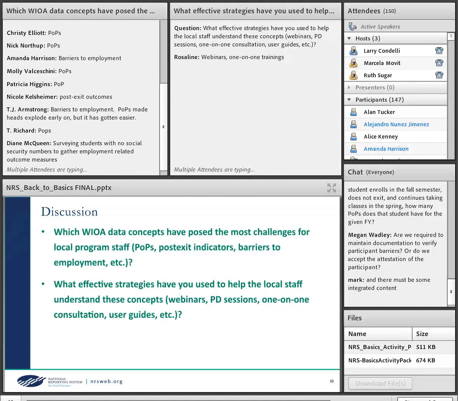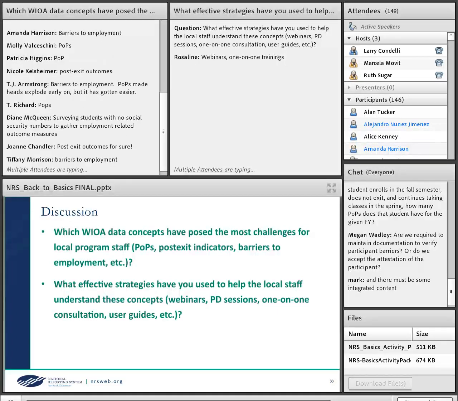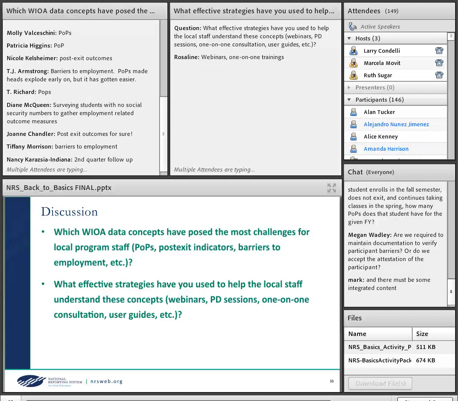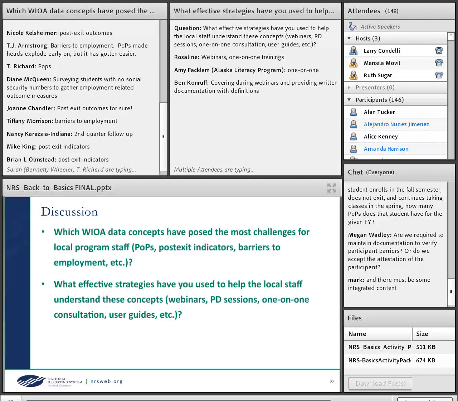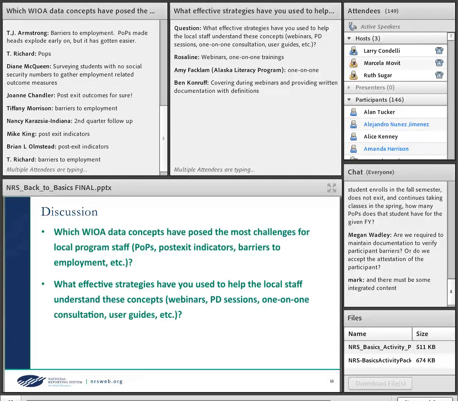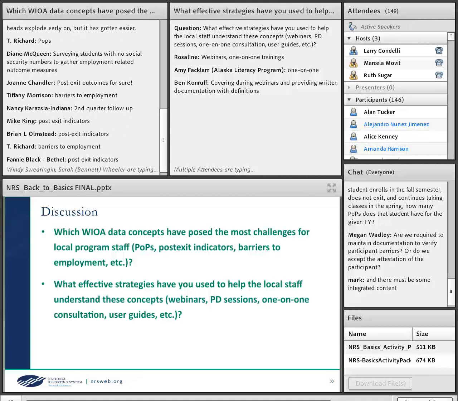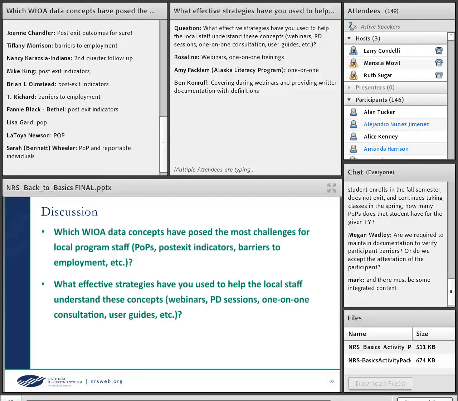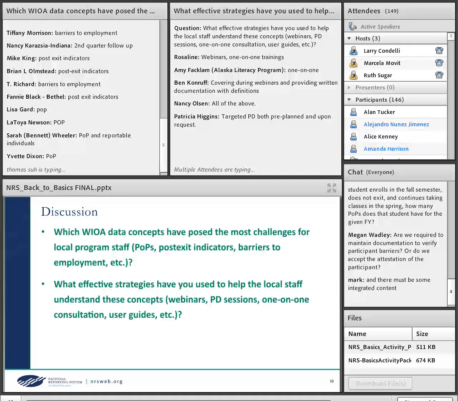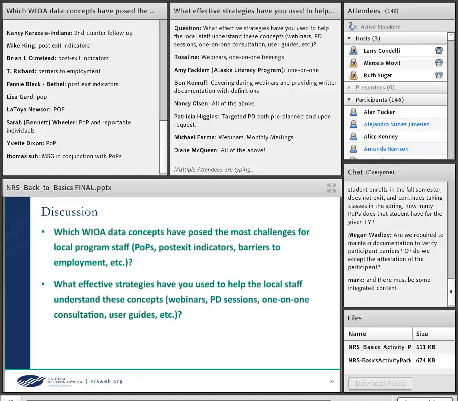Oh, and I see a trend here. Okay, so far, almost everyone, except for one, we have POPs seem to be quite a challenge. Okay, great. And I know that has been a long-standing challenge for many states in trying to roll out these concepts and this information to their local programs. But we do have a vote for barriers to employment. I'm glad to hear that, TJ, that POPs have gotten easier for people to understand. So that's good.